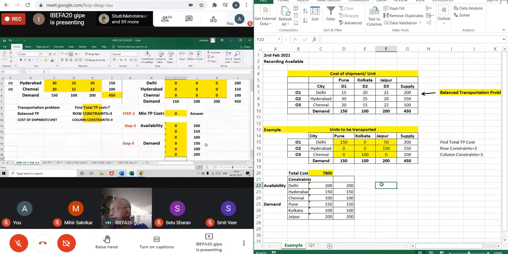This is LPP. This is what your LPP. Any question?